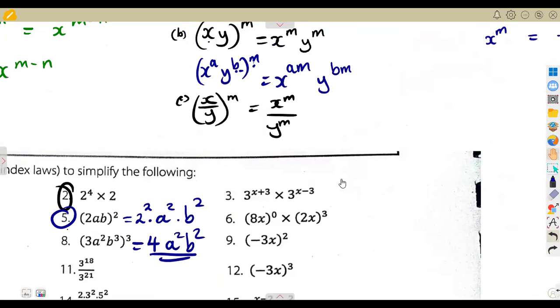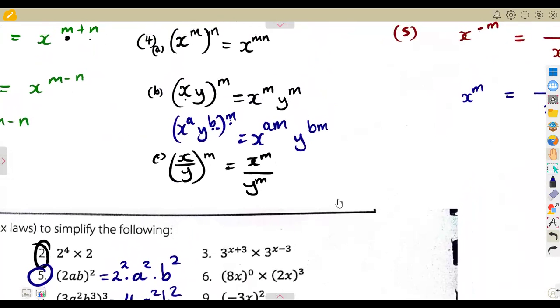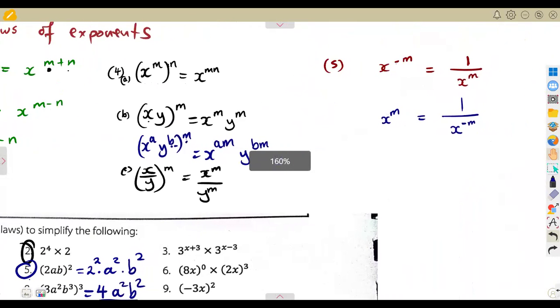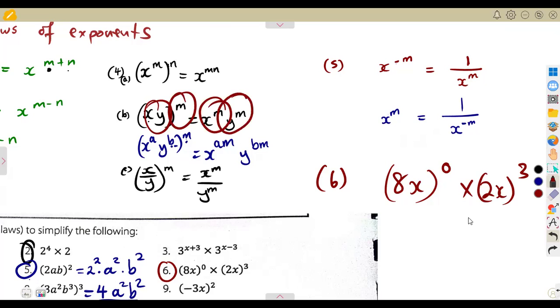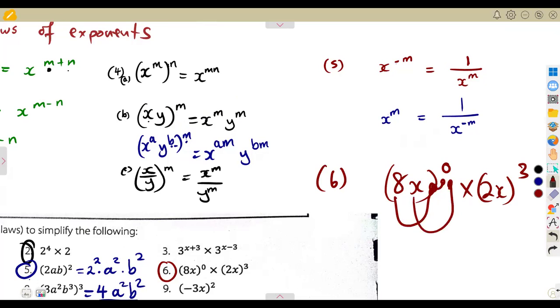Number 6, if we are to check here, let us try and have it here so that you can also see our laws. On number 6, we are given to simplify 8x to the exponent of a 0. Everything is being raised to the exponent of a 0. So remember the concept, xy to the exponent of m means everything is going to be raised to the exponent of m. So that is x is going to be raised to the exponent of m, y to the exponent of m. So this is 8 to the exponent of 0, x to the exponent of 0 also. So that is the condition there.